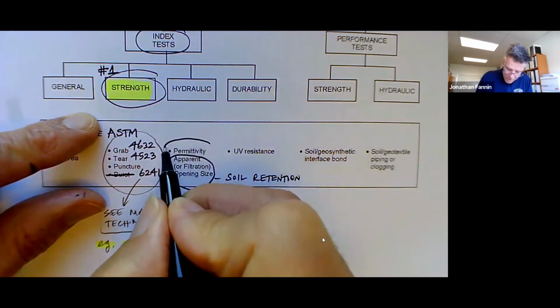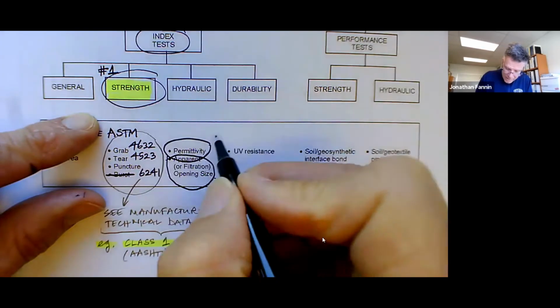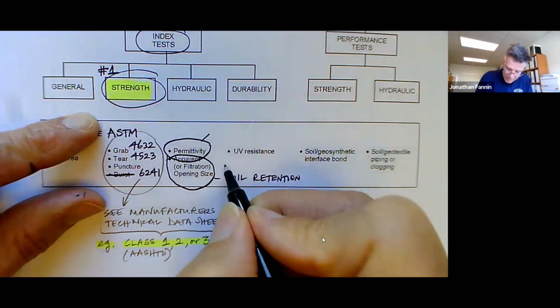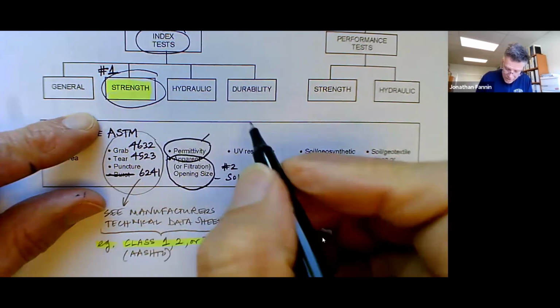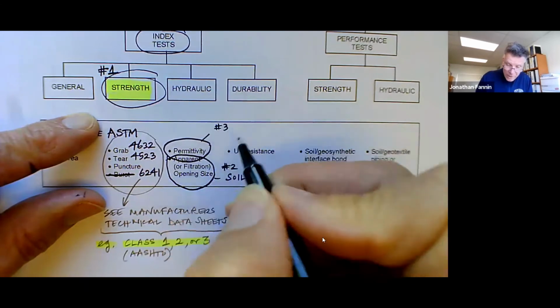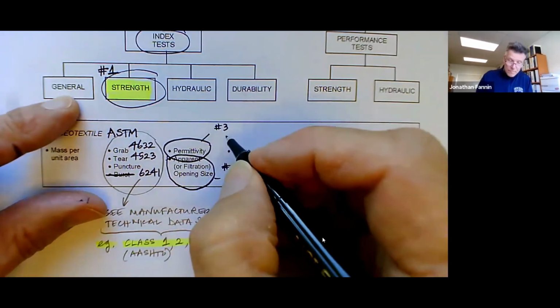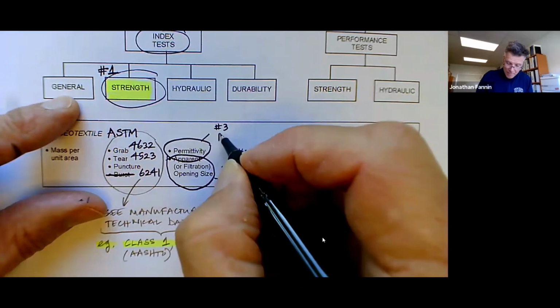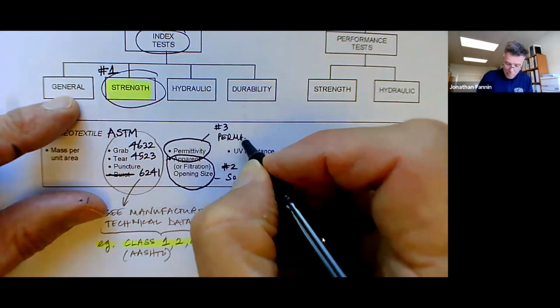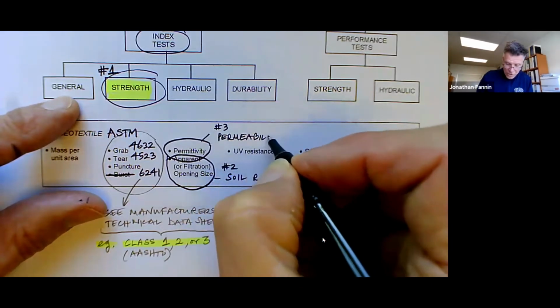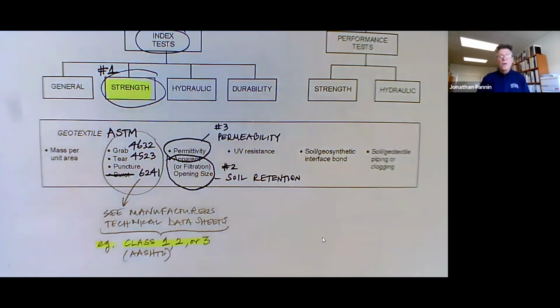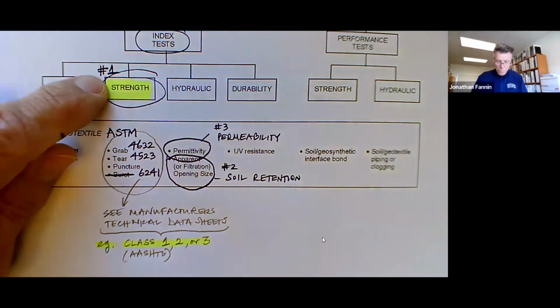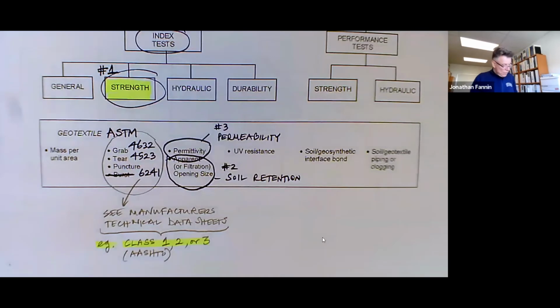And our third criterion is adequate permeability. Number 2, soil retention. Number 3, adequate permeability. It's true for geotextiles. It's true for granular filters. 1, 2, 3.